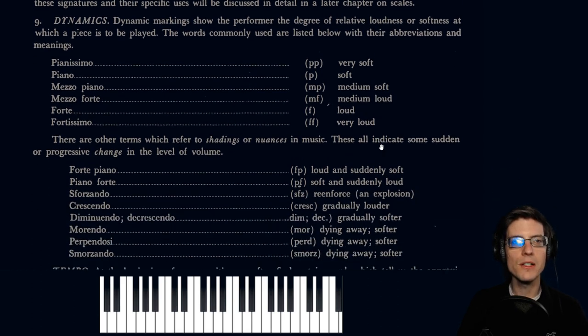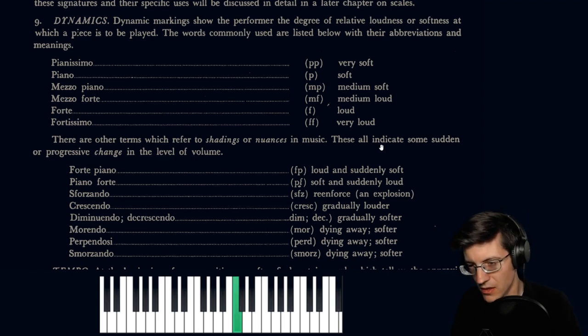Moving on to dynamics. Dynamic markings show the performer the degree of relative loudness or softness at which a piece is to be played. The words commonly used are listed below with their abbreviations and meanings. Notice a lot of Italian here. So we have pianissimo, this is PP, very soft.